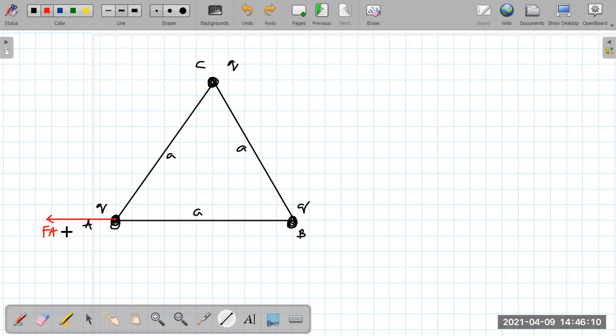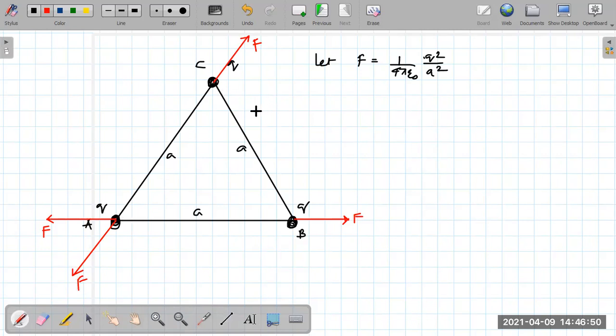I'll simply say that the force on A due to B is F. So let F be equal to 1 by 4 pi epsilon naught q square by a square. And here the force on A due to C will be along this line. So this should also be F, because 1 by 4 pi epsilon naught q square by a square is F.